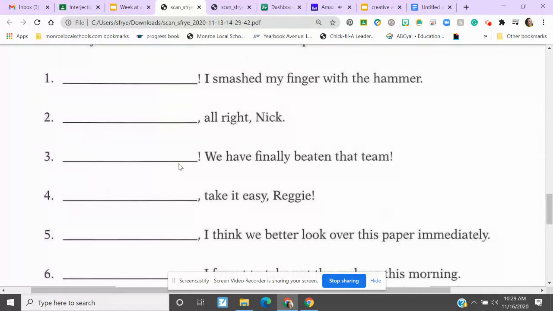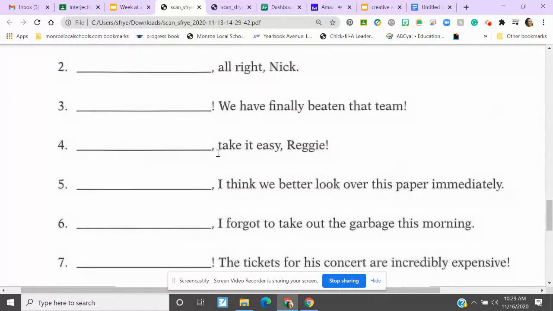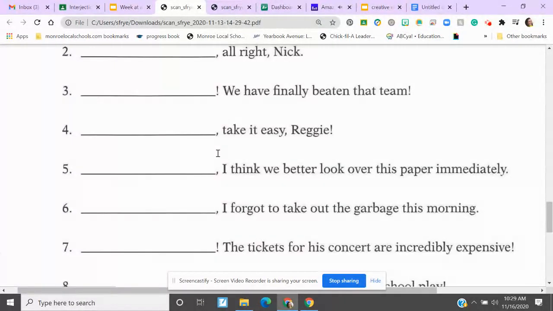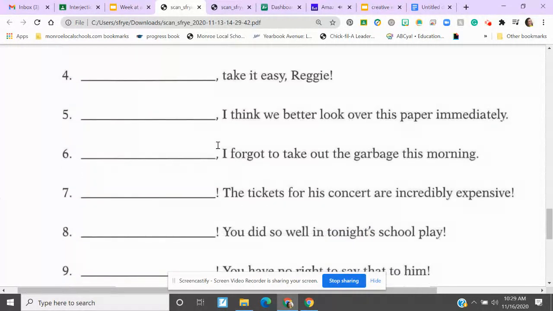It's just a... Oh, you want to start? Yeah. You're this excited to start? Oh my gosh, you're my favorite student of the day. Yes, go. Lovely. Okay, number 2. We'll just go around the room. Golly, all right, Nick. Either way works. Okay, what do you got? Yippee! Good job. Number 4. Jeez. Take it easy, Reggie. So good.